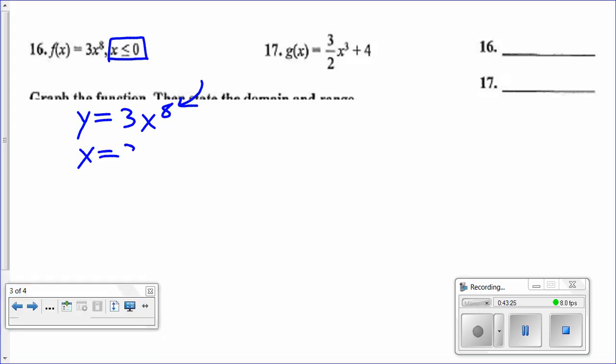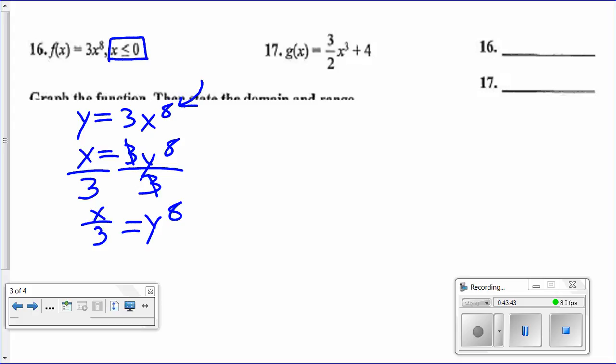Now let's swap them. x equals 3y to the 8th. Okay, let's divide both sides by 3. This 3 and this 3, they divide to 1. So that's just going to leave us with, because 1 times y to the 8th is just y to the 8th. This is still x over 3.